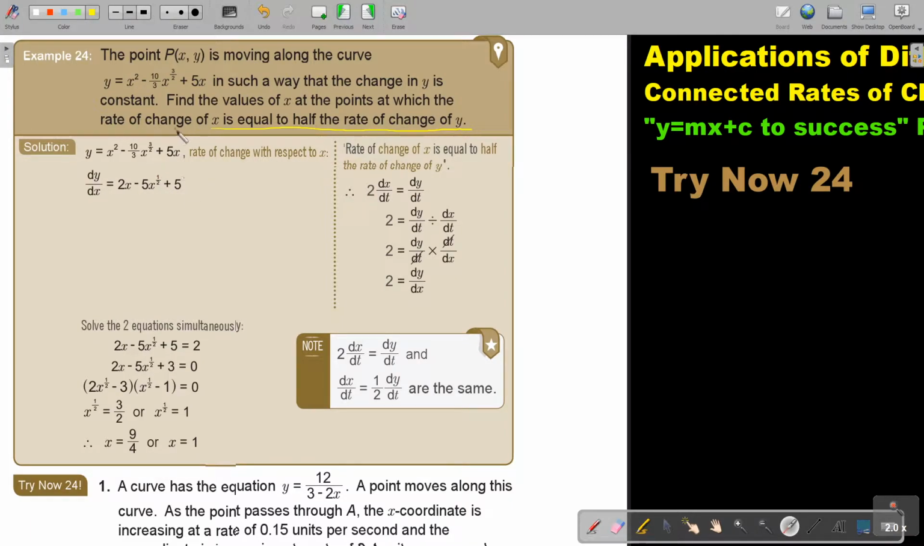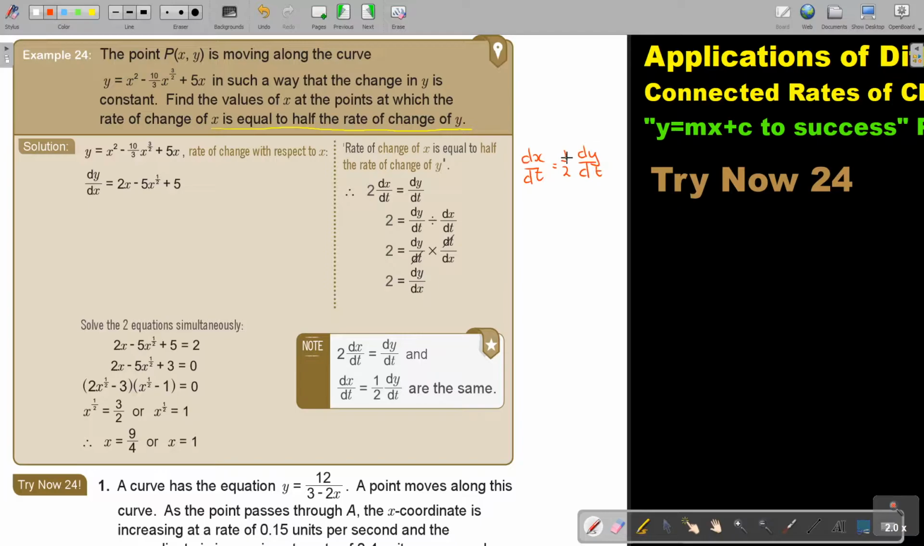Okay, now this is a challenging statement. I'm going to show you that you could have first stated it like this and then it actually becomes this. Find the values of x at the points at which the rate of change of x, so dx over dt, the rate of change of x, is equal to half the rate of change of y. So that is the statement as they say it there.